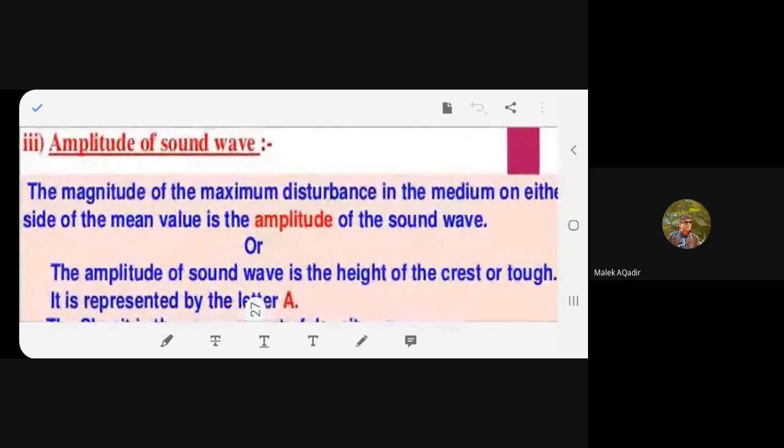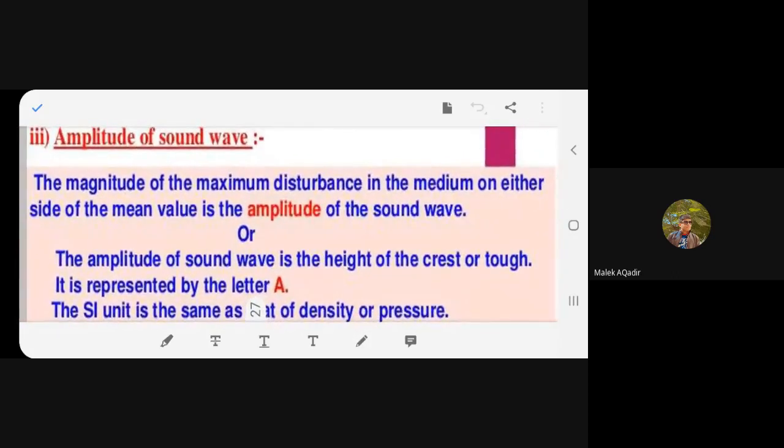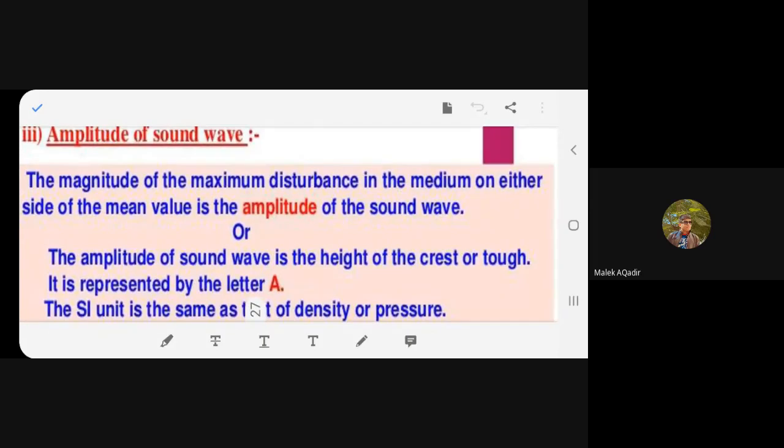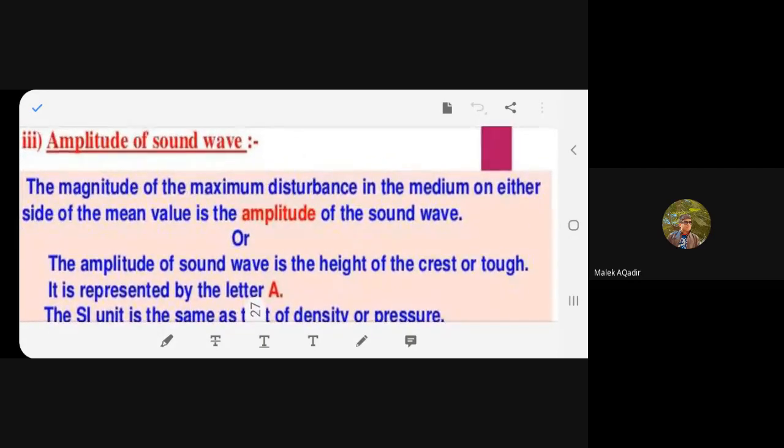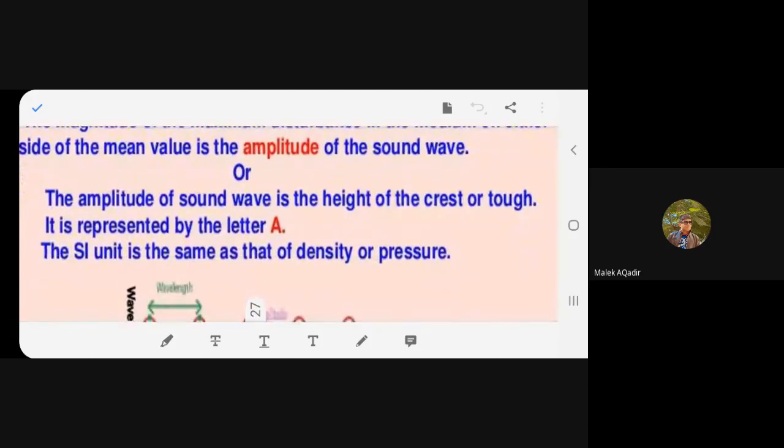Now we come to amplitude. It's all revision, remember that. We have done it, it's just a revision we are doing. Read better. Amplitude of sound waves: the magnitude of the maximum disturbance in the medium on either side of the mean value is the amplitude of the sound wave, or the amplitude of sound wave is the height of the crest or trough. It is represented by the letter A. The SI unit is the same as that of density or pressure.